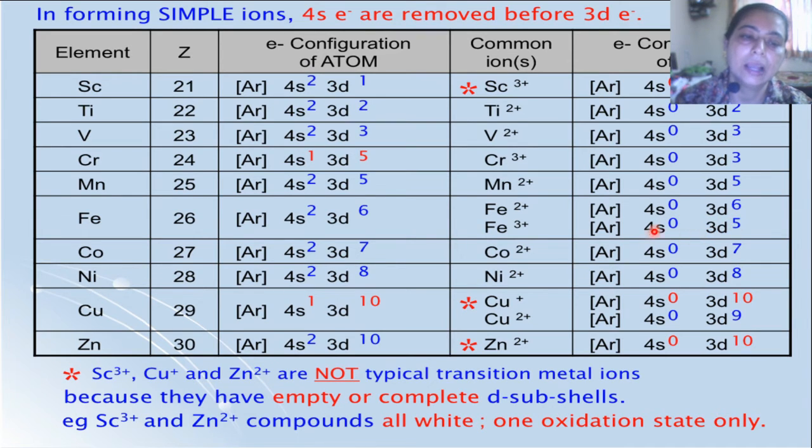3d5 means d has 5 orbitals, and according to Hund's principle, in each orbital 1 electron will be there. So the maximum number of unpaired electrons will be 5, and that's why it will show the paramagnetic character. In the same way, we have taken copper also.